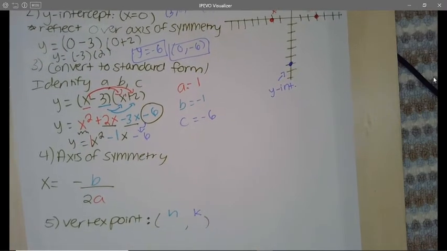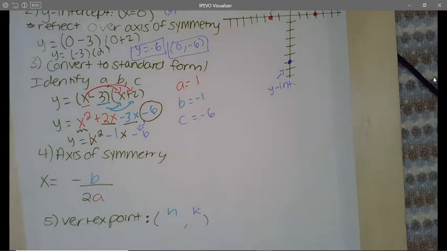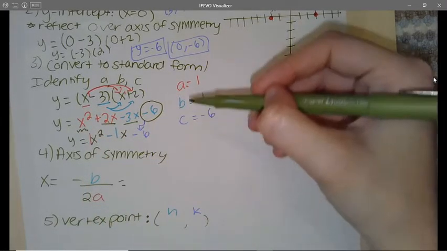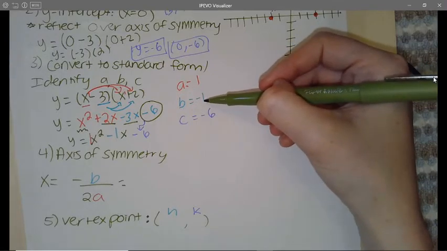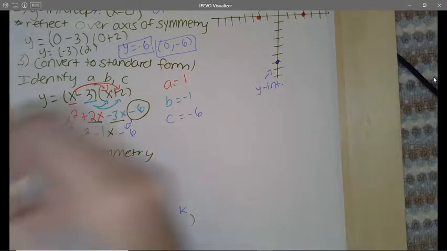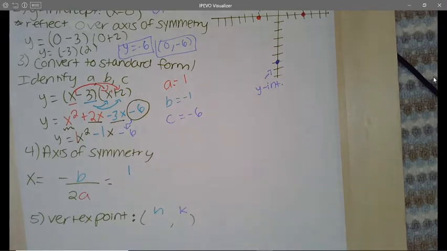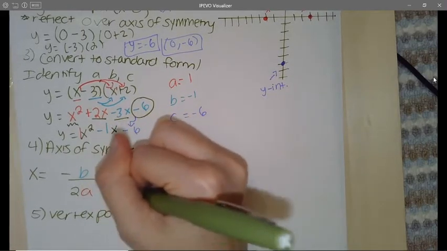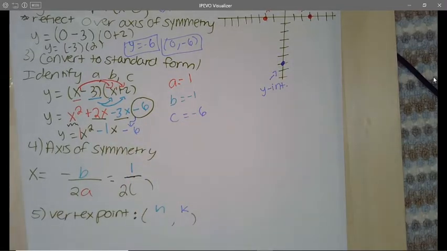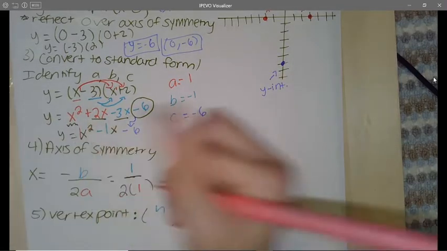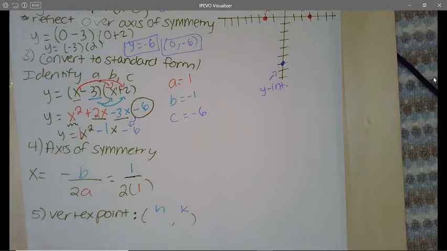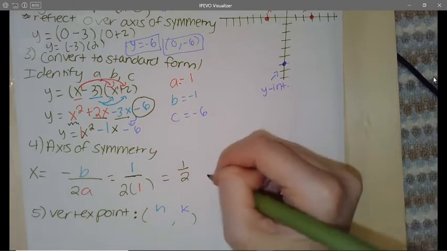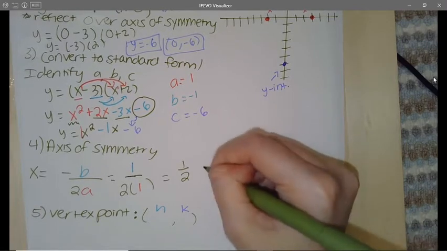Okay, so using that information now, I can find the axis of symmetry, which will help me to find my vertex point and identify my maximum or minimum. Okay, let's find the axis of symmetry. I'm excited. Okay, so we're going to do the opposite of B. So the opposite of B, the opposite of -1. Well, that would be a positive one. Like normal, you guys know. You're so smart. Okay, so 1 over 2 times A. Well, A is 1. So 2 times 1 is 2. So the axis of symmetry is x equals 1/2.